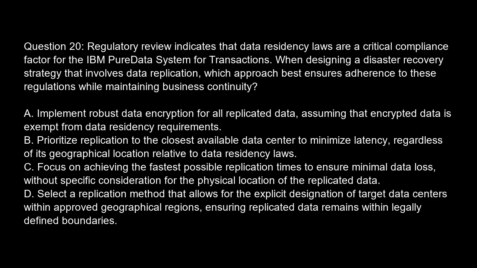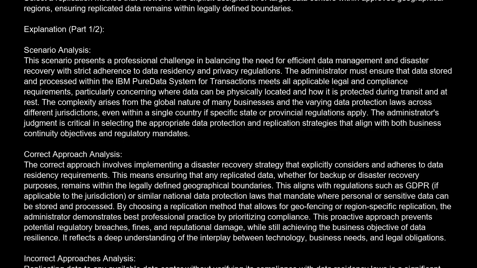Option C. Focus on achieving the fastest possible replication times to ensure minimal data loss, without specific consideration for the physical location of the replicated data. Option D. Select a replication method that allows for the explicit designation of target data centers within approved geographical regions, ensuring replicated data remains within legally defined boundaries. The correct answer is D. Select a replication method that allows for the explicit designation of target data centers within approved geographical regions, ensuring replicated data remains within legally defined boundaries.